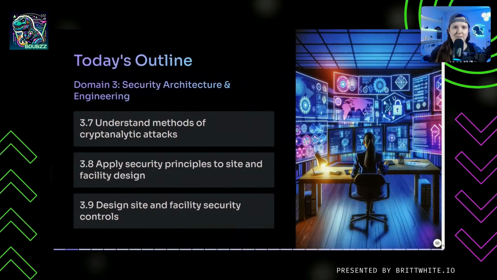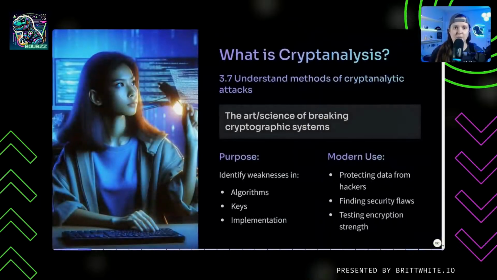So let's get started. Let's jump right into exam objective 3.7, Understanding Methods of Cryptanalytic Attacks. So what is cryptanalysis anyways? Think of cryptanalysis like being a detective trying to crack a complex puzzle. Just as detectives look for clues and patterns to solve cases, cryptanalysts examine encrypted messages to uncover their secrets. It's the art and science of breaking cryptographic systems to reveal either the original message or the key used to encrypt it. This field has a fascinating history.